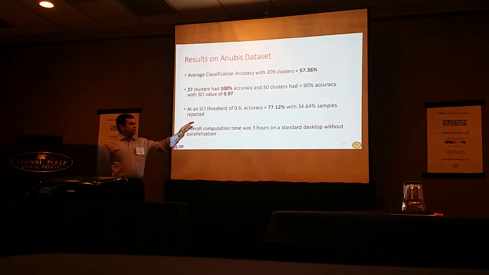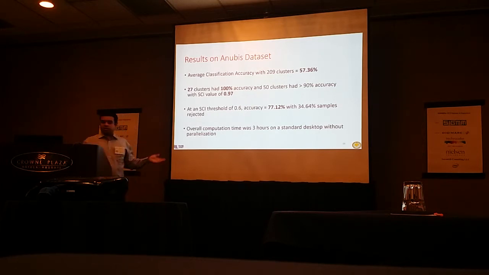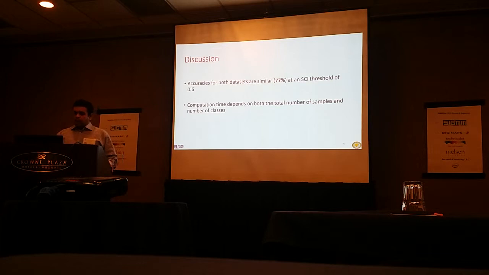At 0.6, the accuracy was 77%, with 34% of samples rejected, and the computation time was 3 hours in this case. And we see that for both these data sets, the accuracy at an SAI threshold of 0.6, which, if you remember, was obtained from our preliminary experiments, was 77%. We also see that the computation time depends both on the number of samples and the number of classes.